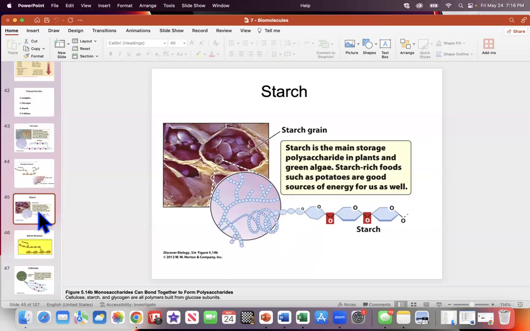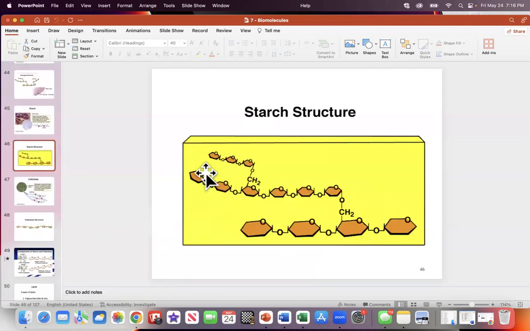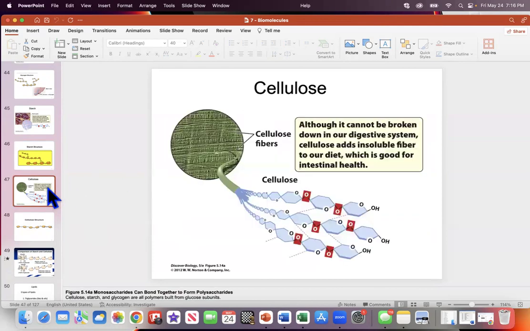And starch, that's the plant sugar. So when you eat potato, that's starch, the plant sugar. Your digestive system will cut this into simple sugar as well, still simple sugar. So you eat starch, your body still has sugar. And the last one is cellulose.